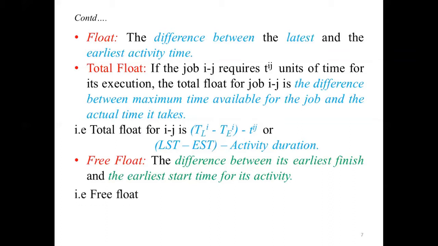Free float: the difference between its earliest finish and the earliest start time for its activity. That is, free float for activity ij is T of Ej minus T of Ei plus T of ij.